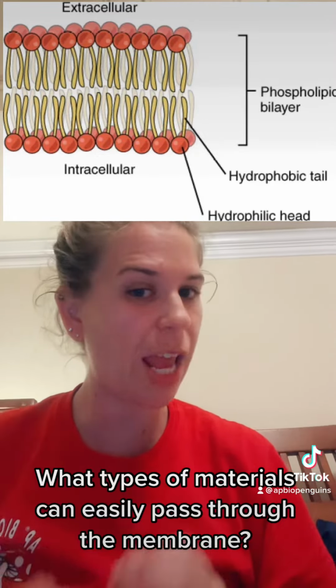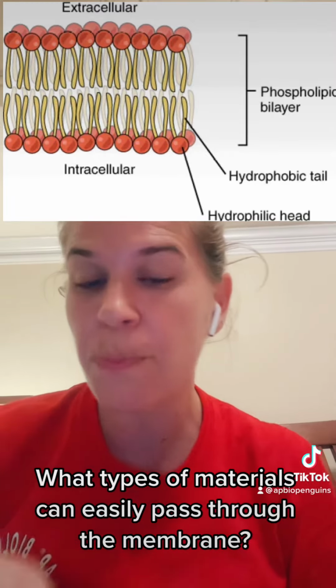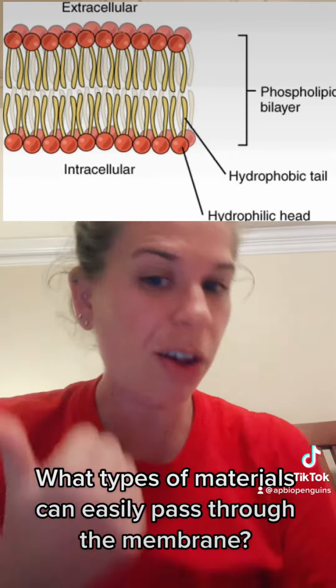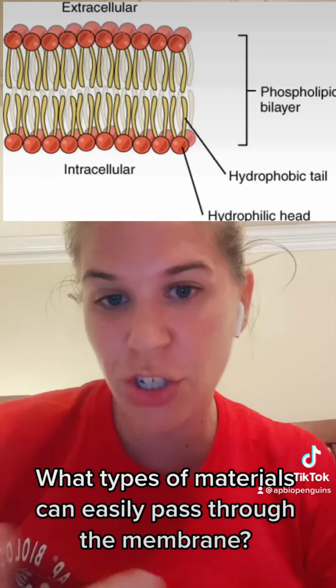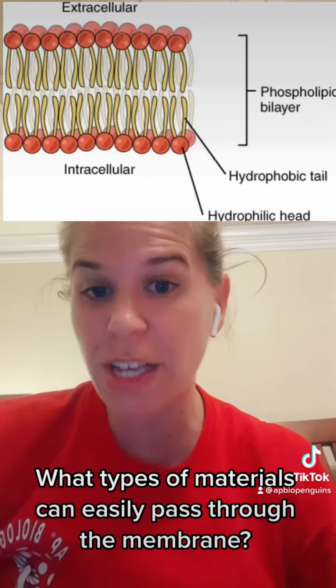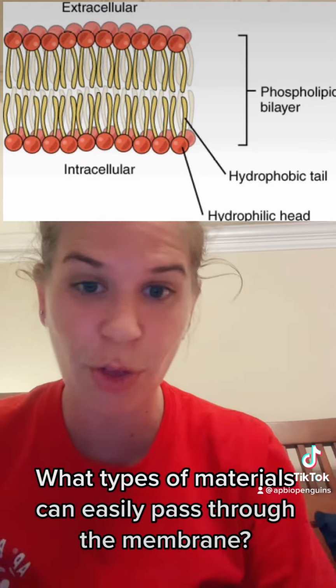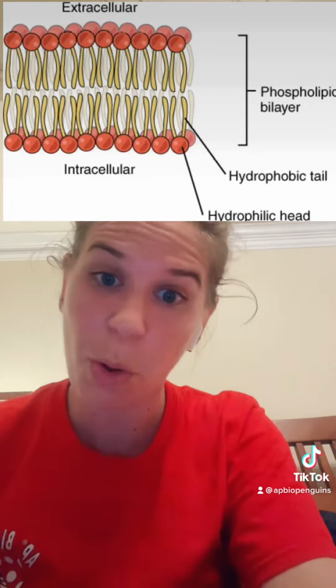So the items that are able to pass through the membrane easily would be things that are small and nonpolar, like carbon dioxide and oxygen. Those can easily pass straight through. We also often talk about steroids, like testosterone and estrogen. Those can pass directly through the membrane because steroids are nonpolar.